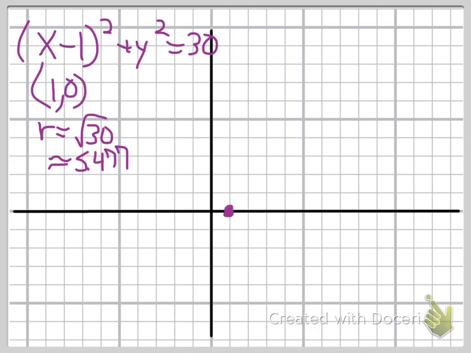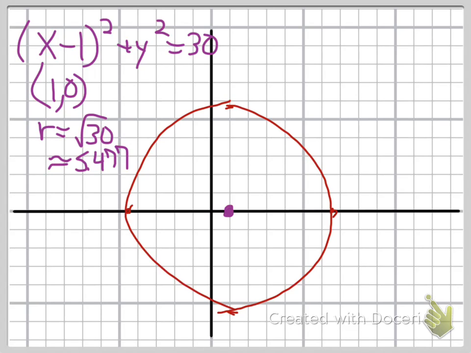So, if I gave some rough estimations here, it's going to be somewhere over here, and somewhere over here, and somewhere over here, somewhere over here. My circle does not look the best there, but it'd be roughly around there.